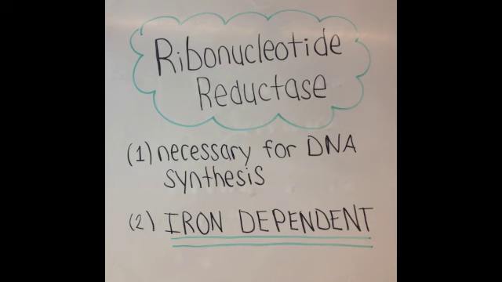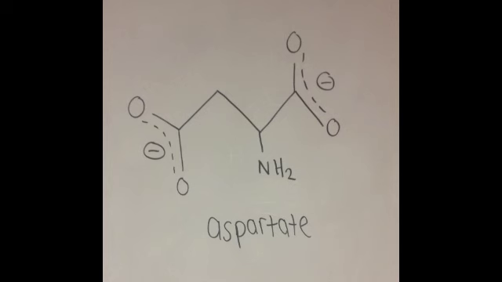In a subunit of the ribonucleotide reductase known as the RnR2 subunit, there are ligands specifically that iron bonds to, and some of these are carboxylate ligands. The specific one in the RnR2 subunit that iron bonds to is known as aspartate.